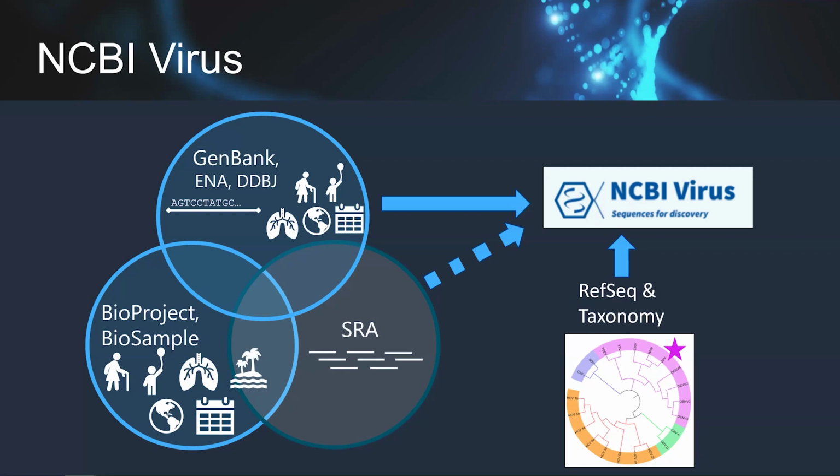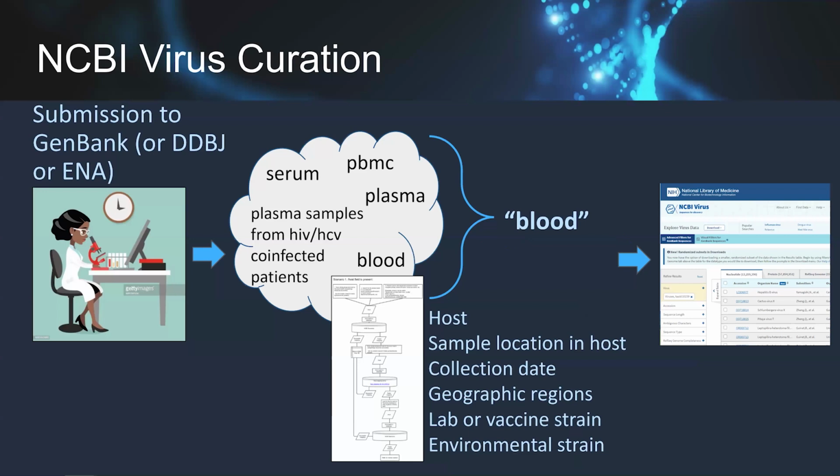And then on top of that, we add in information from RefSeq and from Taxonomy. So taxonomy is one of the primary ways that we find that people want to look for the information. So we bring in NCBI taxonomy to organize all of the sequence information. We also curate the metadata that's associated with the sequences.